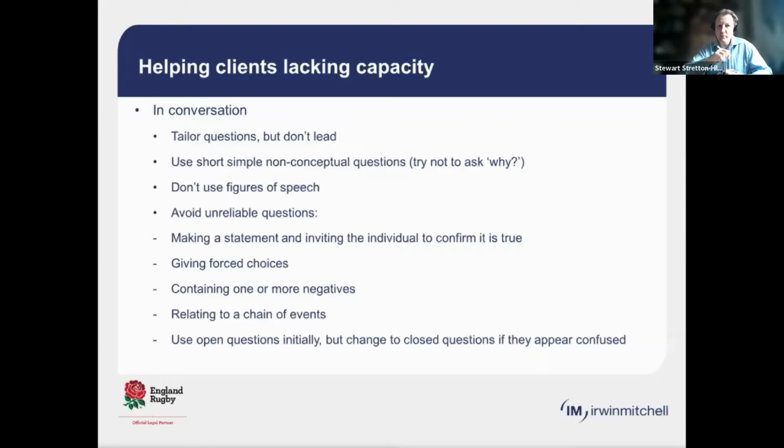And avoid unreliable questions. Don't make a statement and invite an individual to confirm it's true. Don't give forced choices. Do you want to do this or this? Try not to use things which have too many negatives. It can be really confusing. I think I even got that one wrong. Chains of events as well. Running through a chain of events can be quite difficult for an individual to follow.